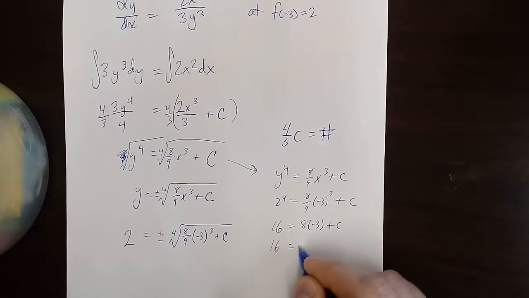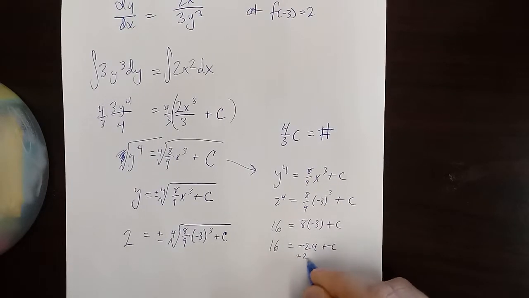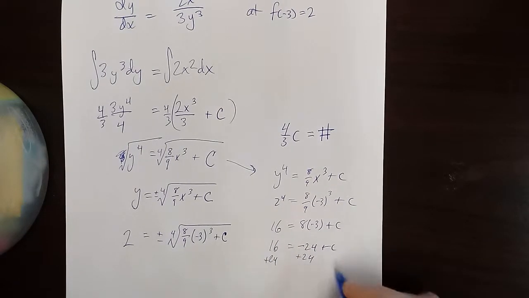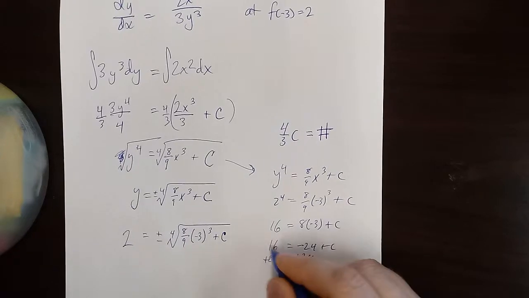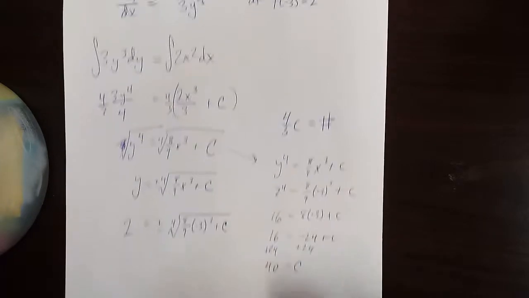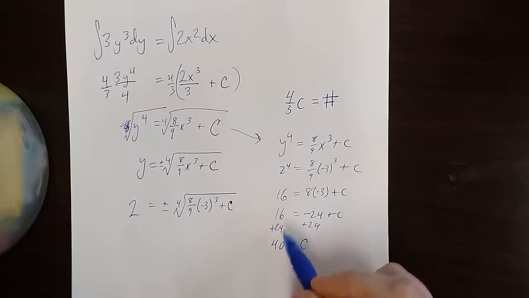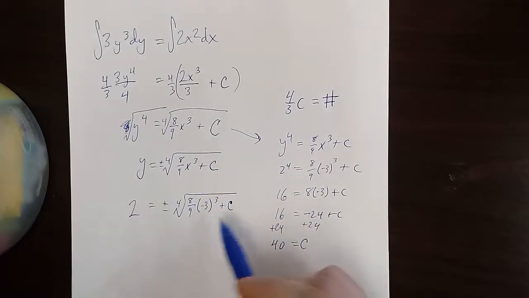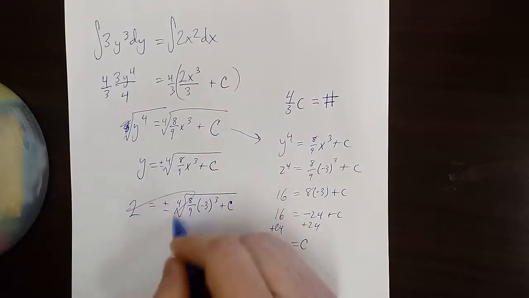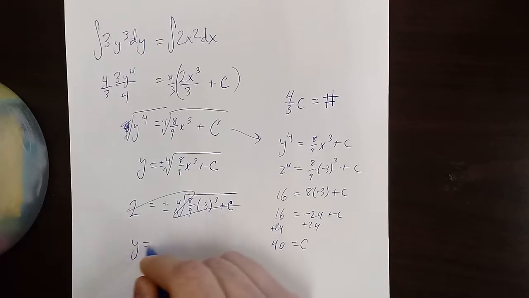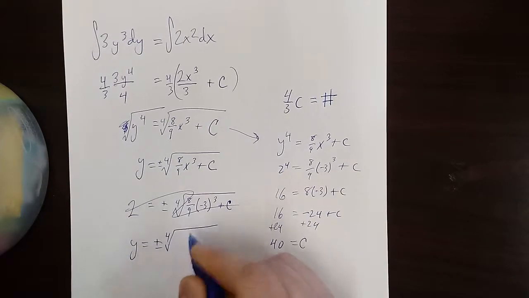So 16 is equal to negative 24 plus c. Add the 24 to both sides, and we get that c is equal to 40. And so that was going to be the c value in here. So now I could say c is 40 and get y is equal to plus or minus the 4th root of 8/9 x cubed plus 40.